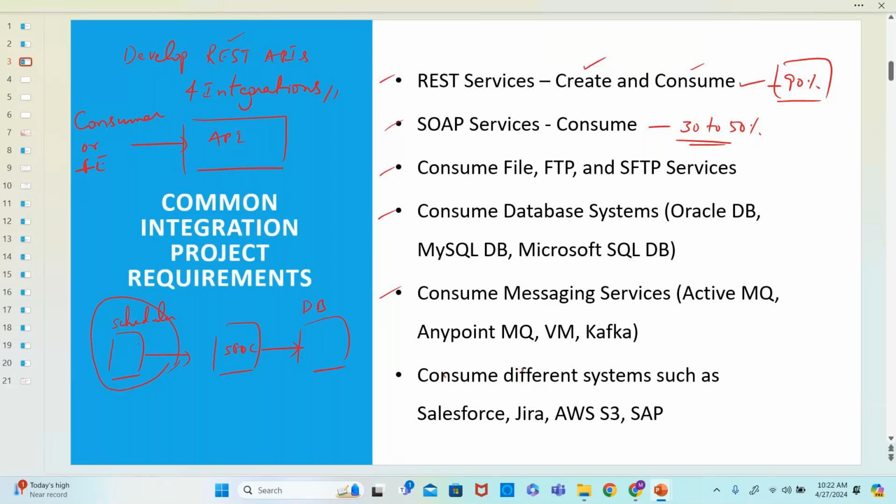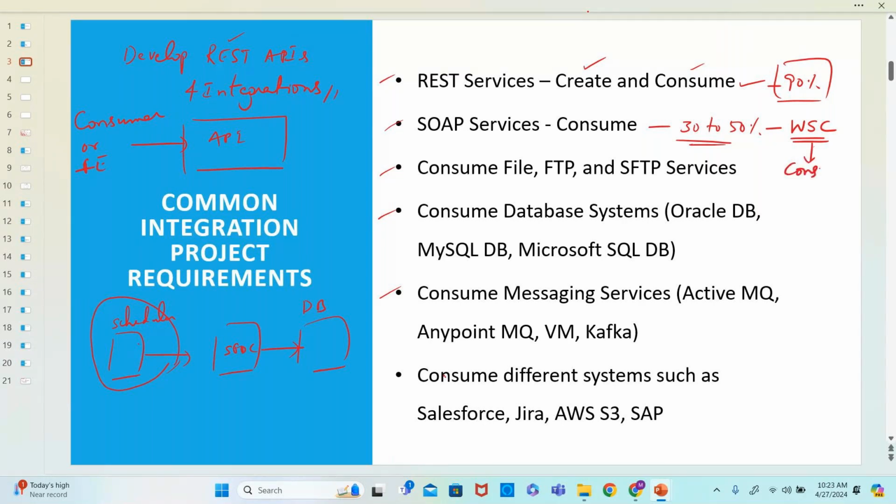Now, the next requirement is consuming the files from FTP or file or SFTP connectors, with the help of what connectors exactly? File, FTP, SFTP. Before proceeding to this file section, I just wanted to tell one more thing, how to consume SOAP services exactly. We have a component or connector called web service consumer. Under that we have consume operation.